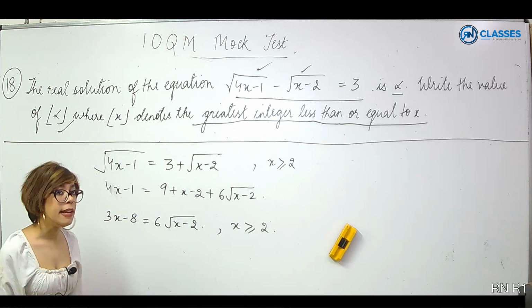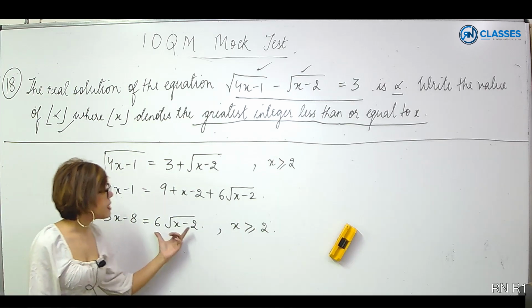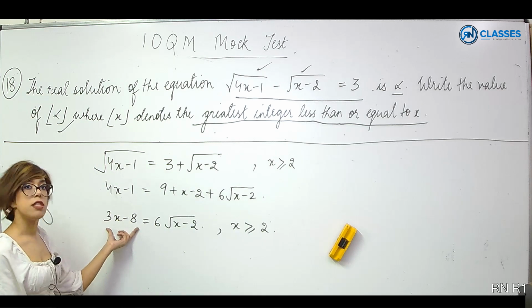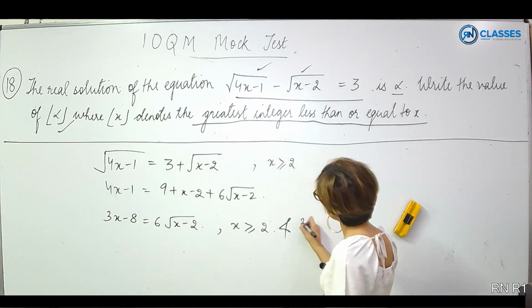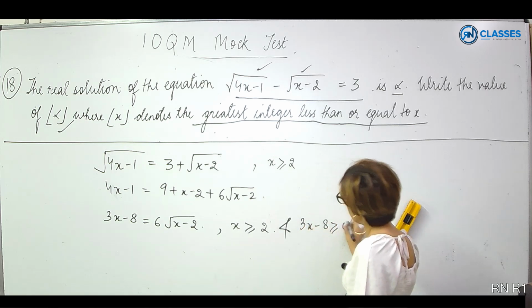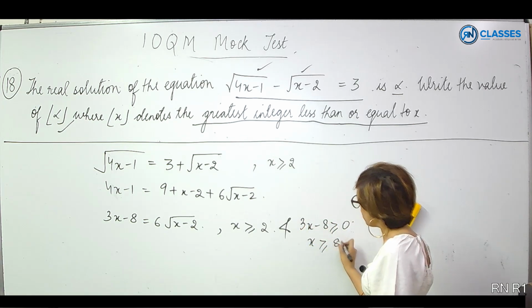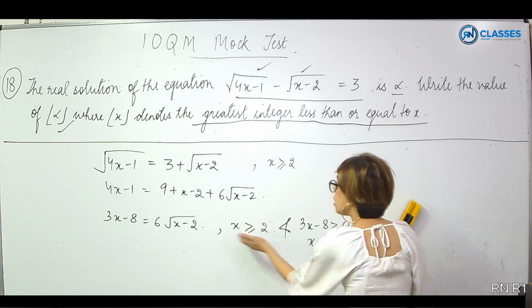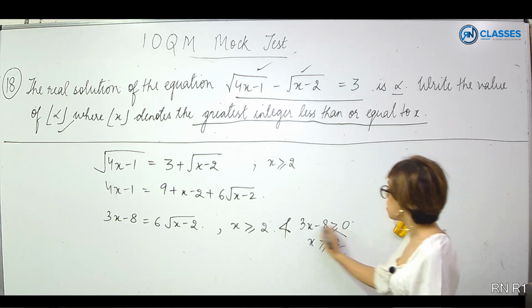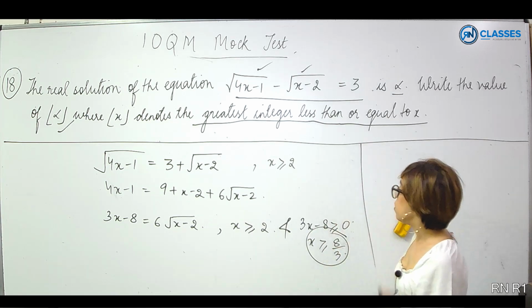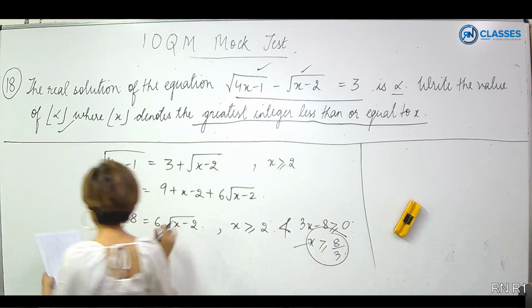Before squaring it up, what I'll do is, now right hand side is clearly positive. This has to be positive. That means 3x minus 8, before I square it up, 3x minus 8 has to be positive. That means x is greater than or equal to 8 by 3. X greater than or equal to 2 and x greater than or equal to 8 by 3. I can see the intersection, that is this one. Cool. So this is the thing. Now you can square it up.